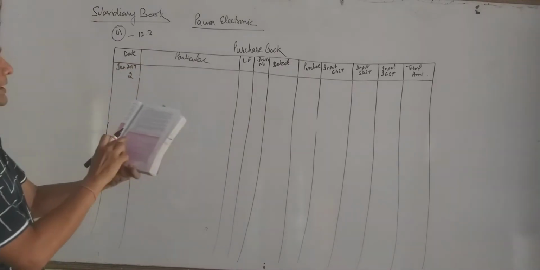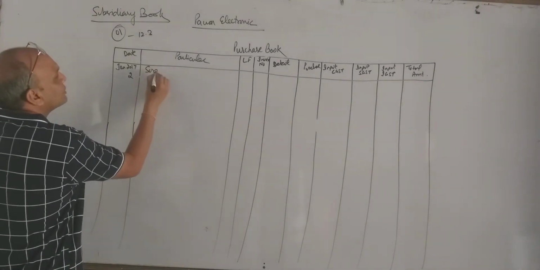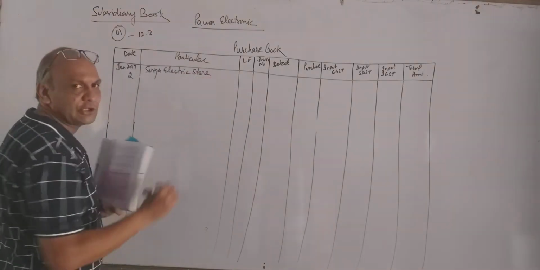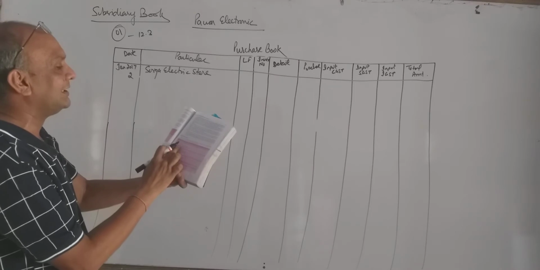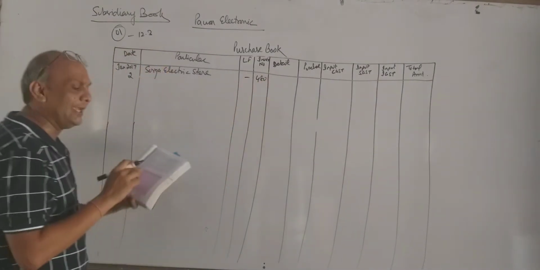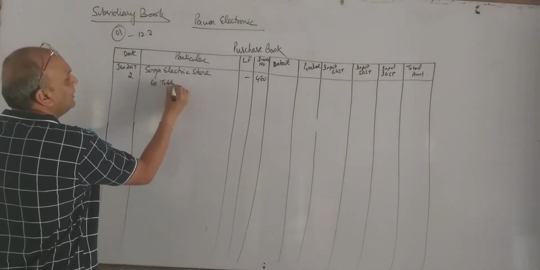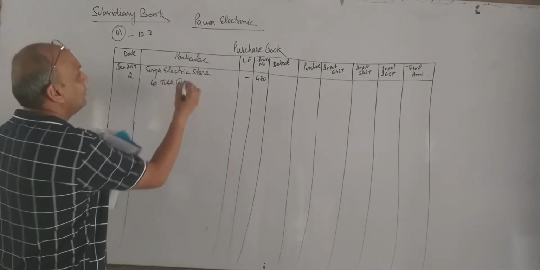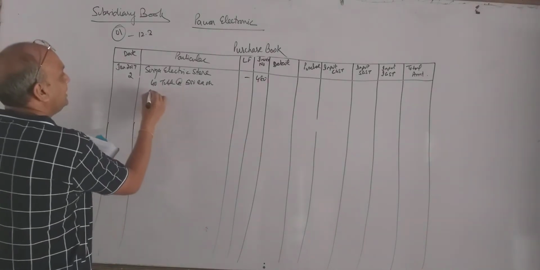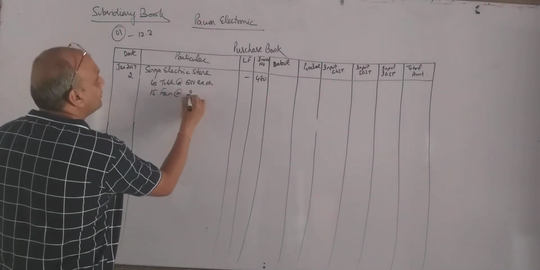It is written that purchase goods from Surya Electric Store. So we will write over here Surya Electric Store. Now we will give the detail of the items. Invoice number is 480. Ledger folio dash. Now 40 tube lights at the rate of rupees 500 each. And then it is given 15 table fans at the rate of 2000 each.